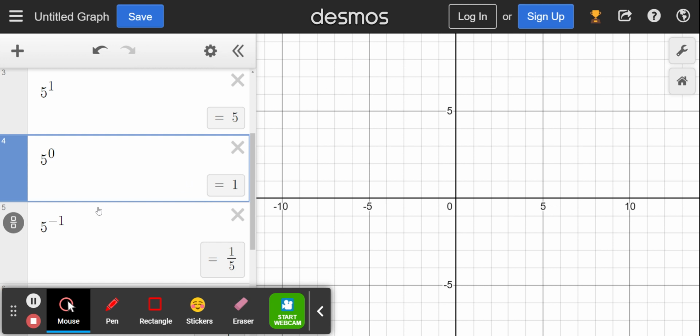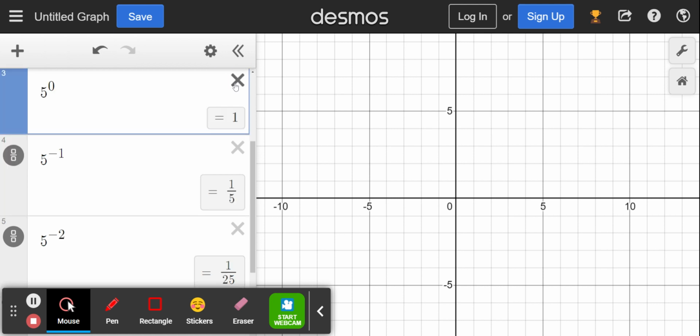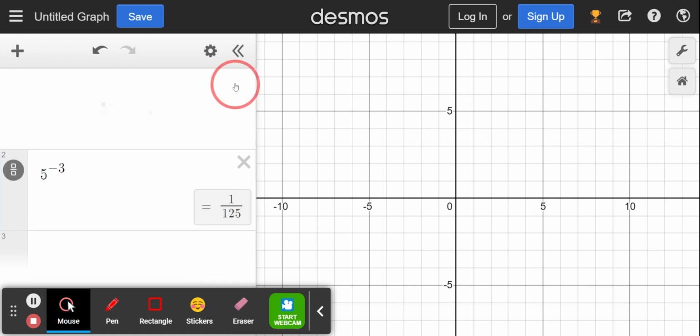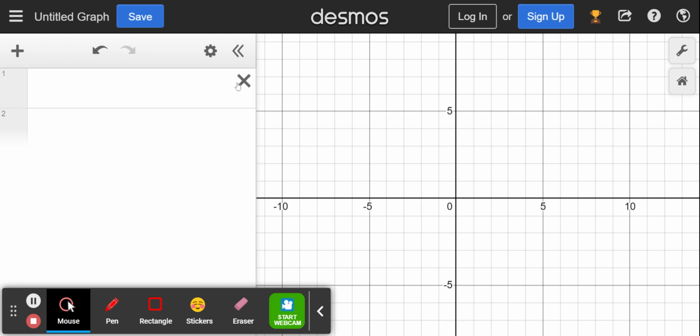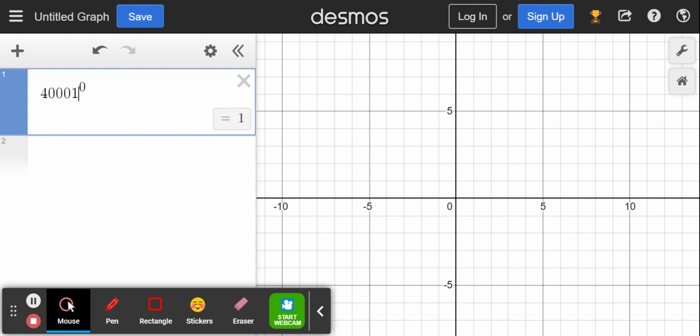So anything raised to the 0 is what? 1. Give me a number. 4? Yeah. So 4 raised to the 0 is 1. Okay. Anything raised to the 0 is 1.